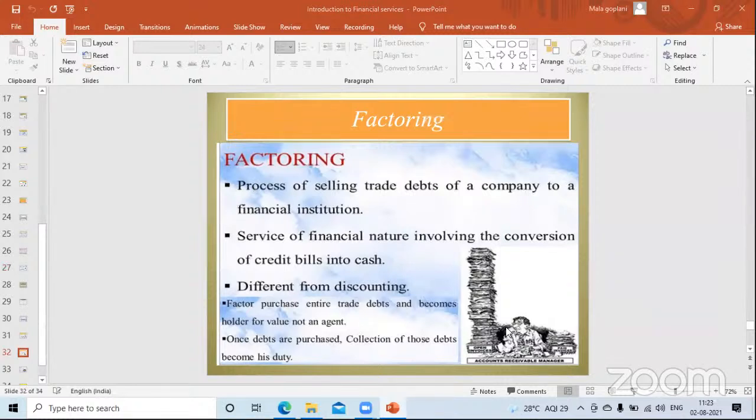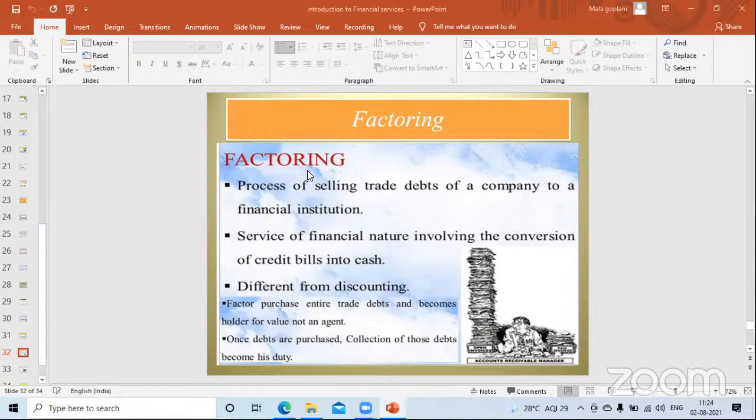Here is a picture which shows that this man is very upset looking at so many invoices, so many documents, so many things to deal with. Now all these invoices will be sold, and he will ease his work by selling all these invoices to a financial institution which gives the services of factoring. That person is known as the factor.